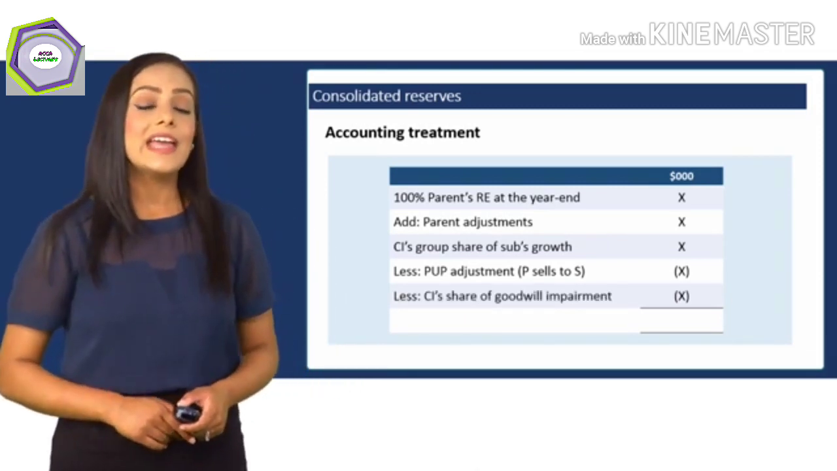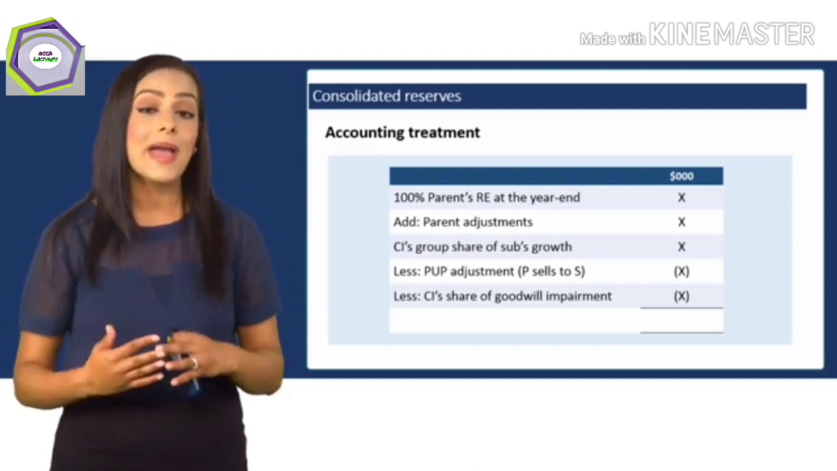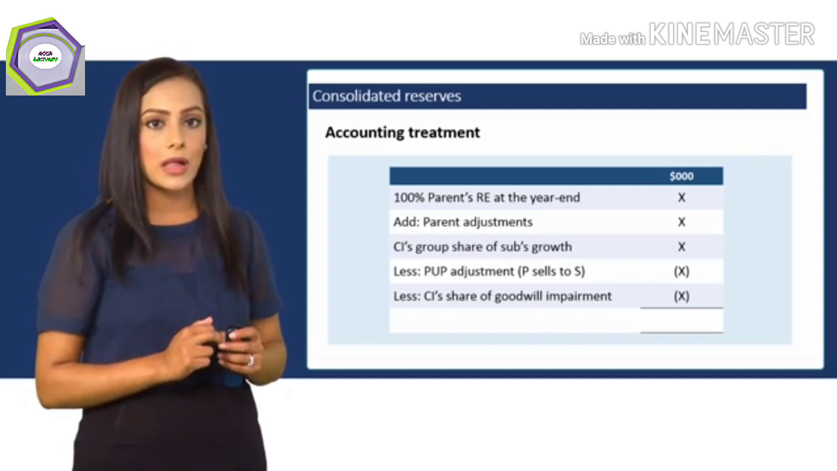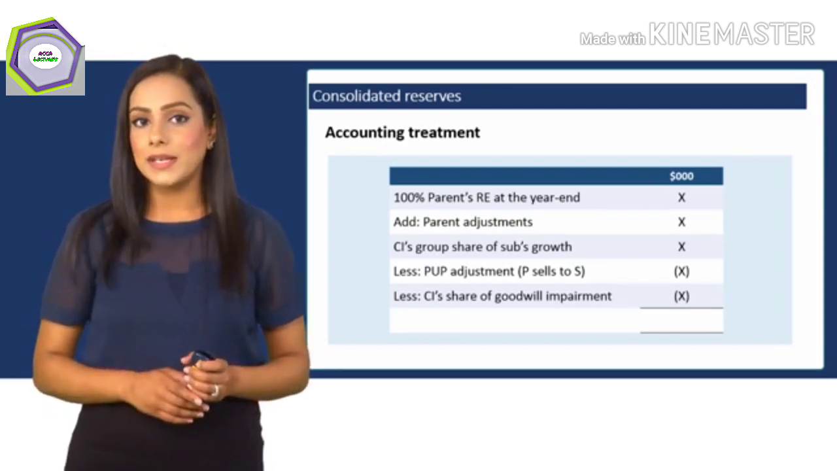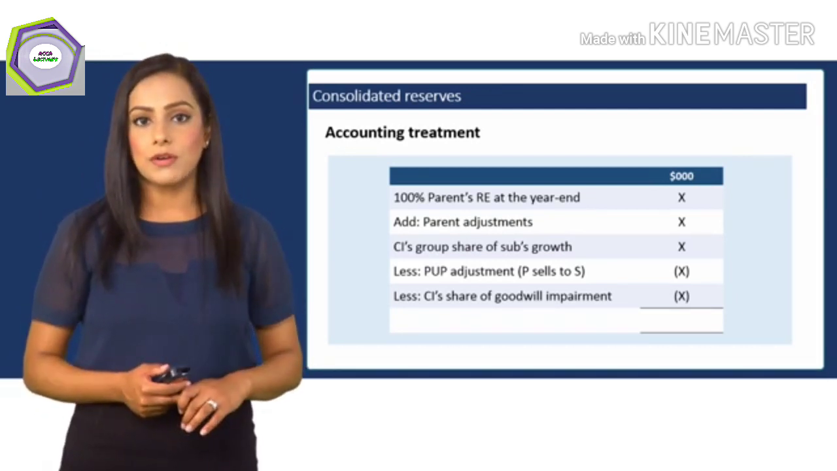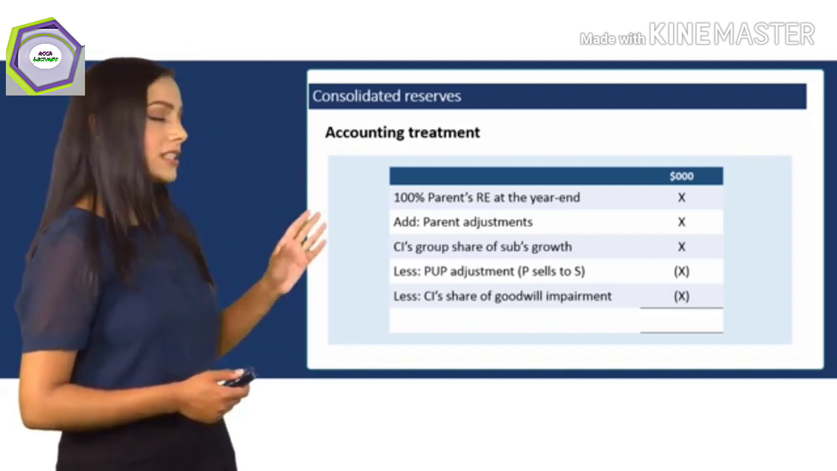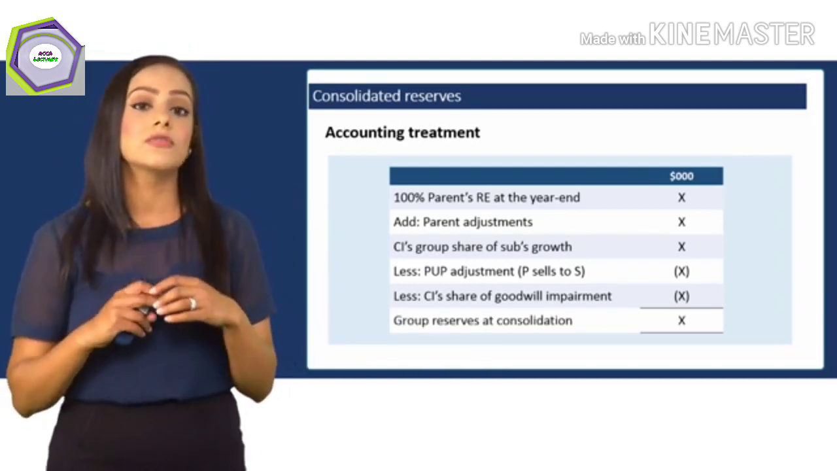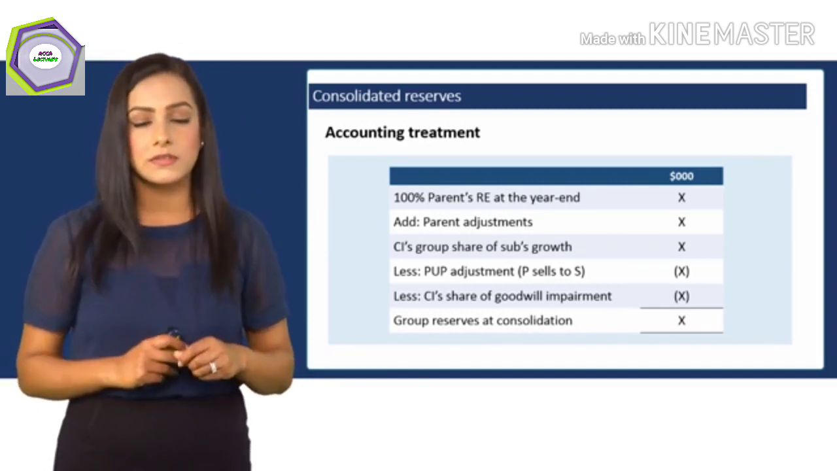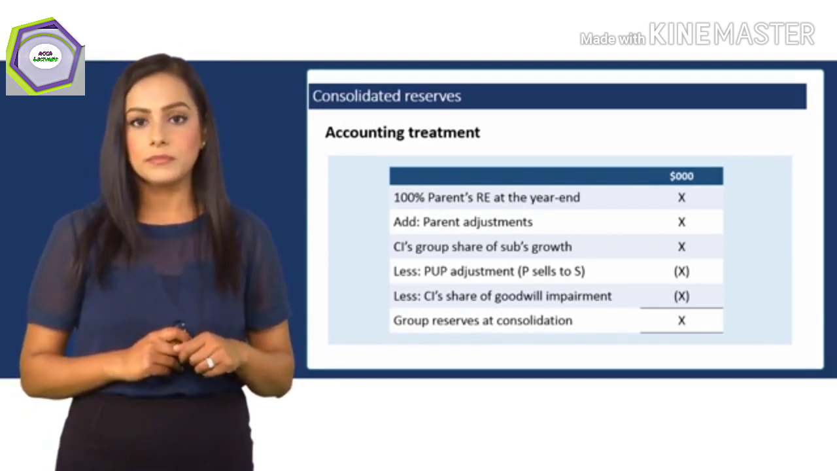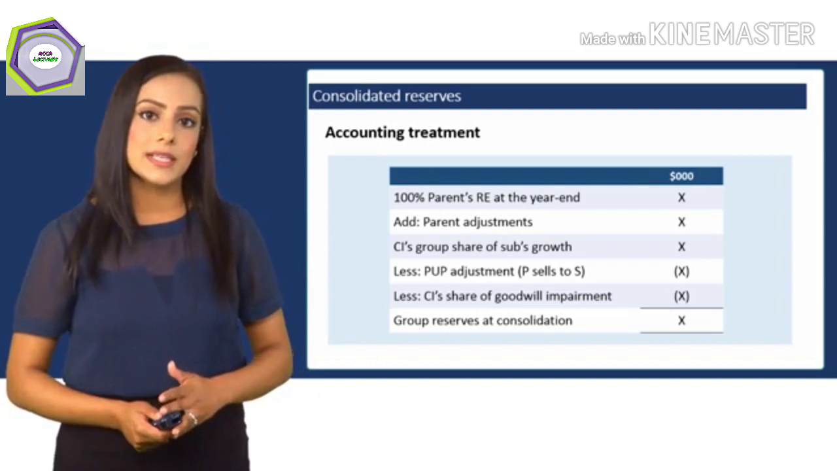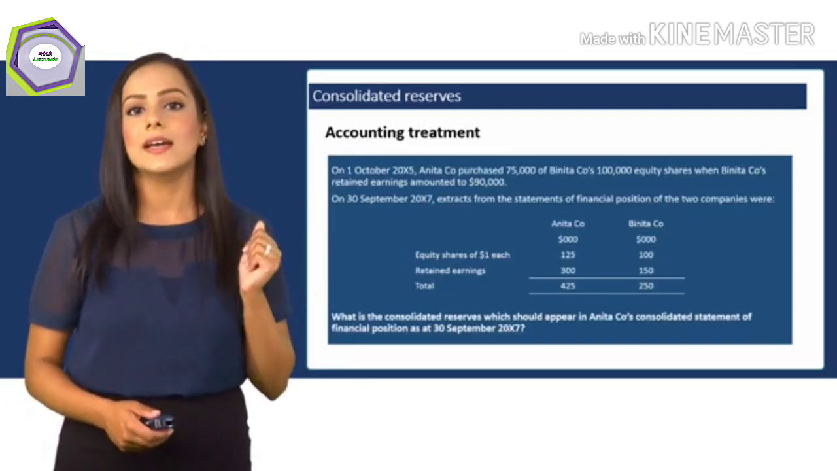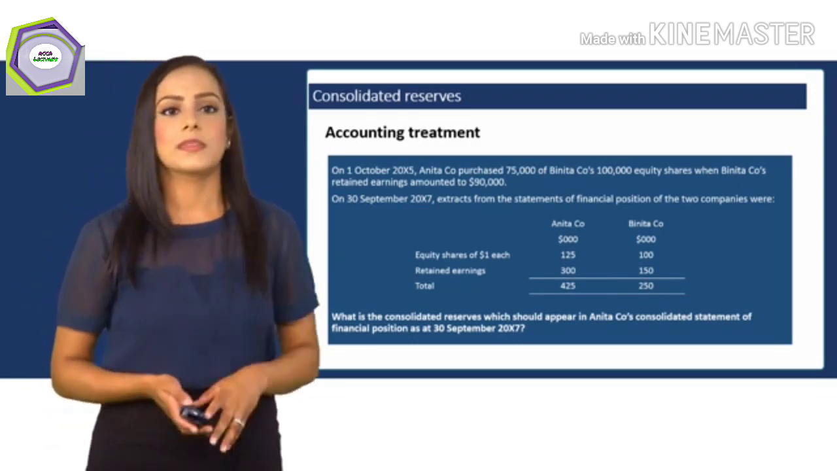And finally, if the subsidiary has suffered an impairment, part of that impairment must be suffered by the parent as well. So wherever the impairment is, you multiply it by the controlling interest percentage and you deduct it from the parent's retained earnings, and then you get the consolidated reserves to be shown on the face of the balance sheet. That is the working behind it. Now let's apply it to this example, Anita and Benita.